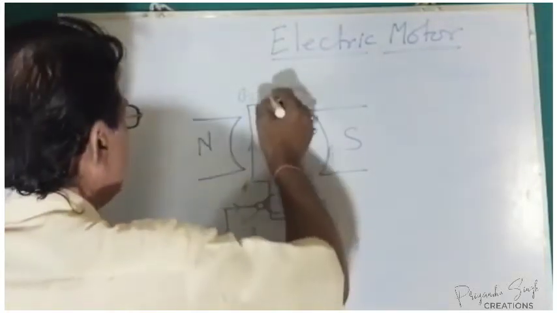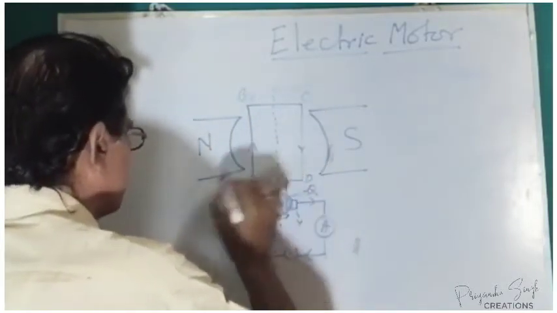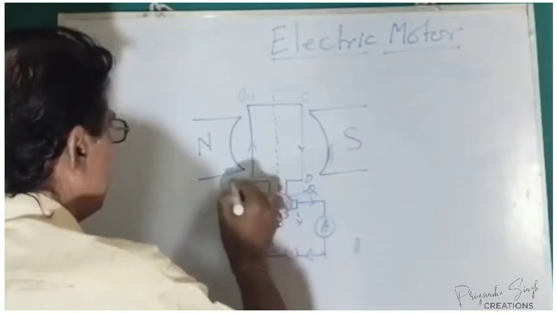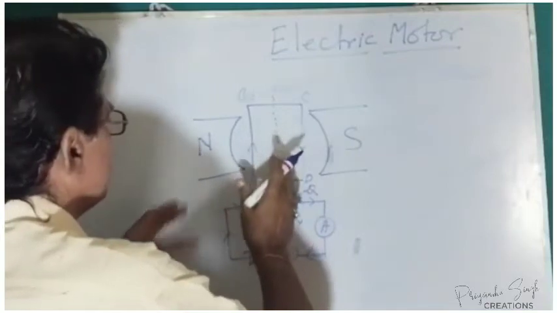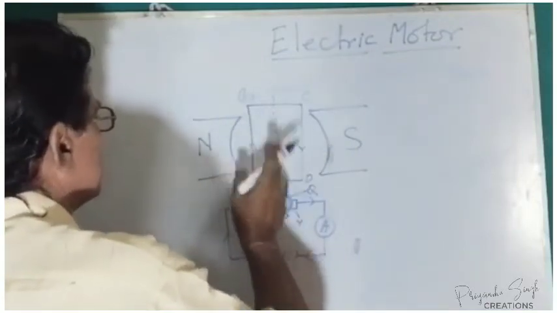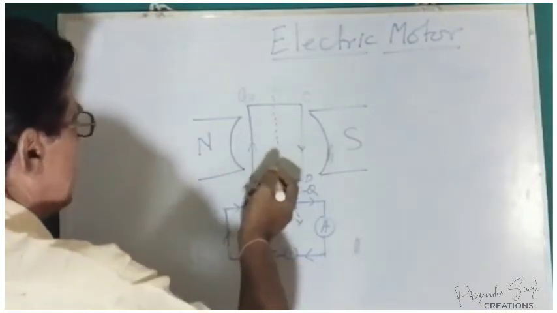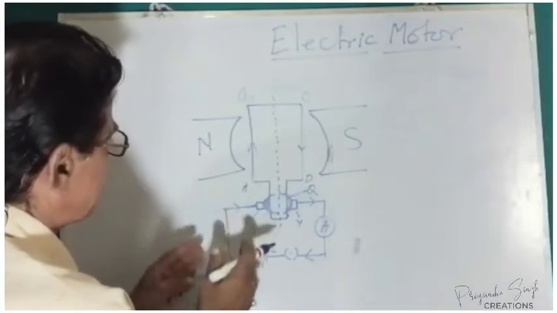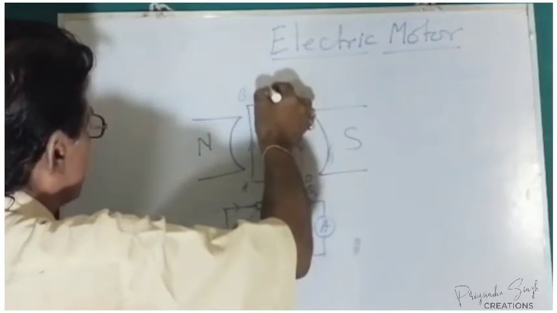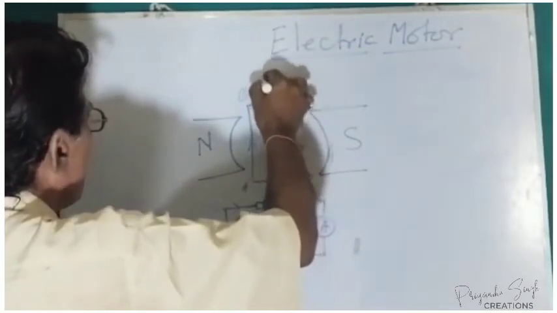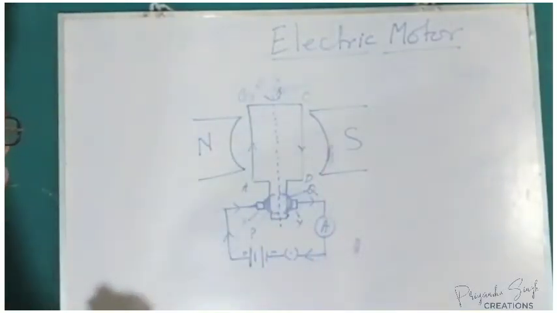Suppose there is an axle passing through this axis. This is the axle. The rectangular coil is mounted over the circular armature, or you may say the shaft, which is allowed to rotate about this axis either clockwise or anti-clockwise. It is free to rotate about this axis.